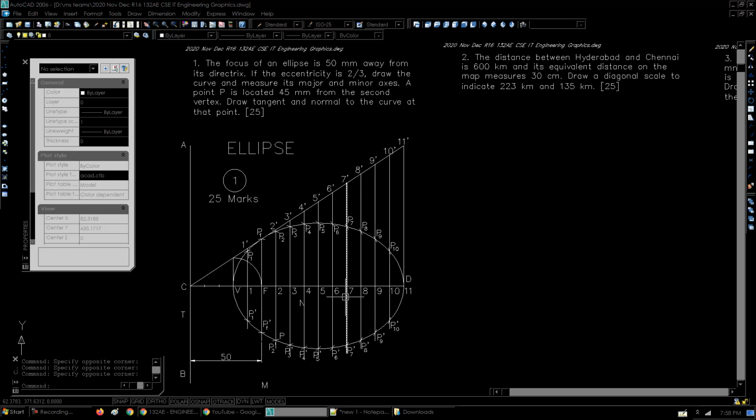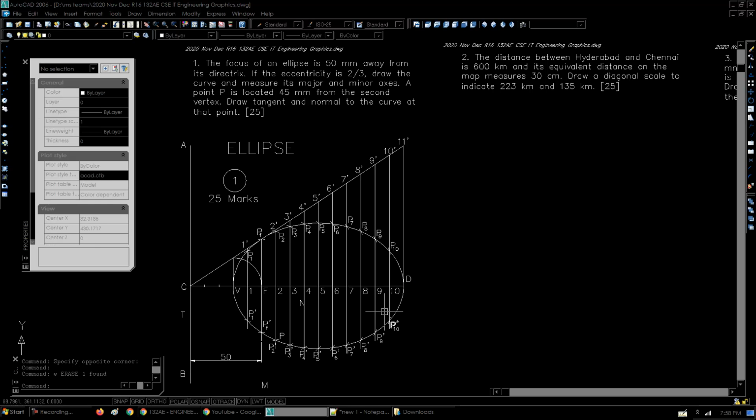Now I have seen various different methods to mark a point on the ellipse, and then of course the procedure to draw tangent and normal is the same. But this particular way of asking the question, this is something I'm watching for the first time. So let us see how to solve it. We have been told that it is 45 mm from the second vertex. First we need to find the second vertex, which is this point here.